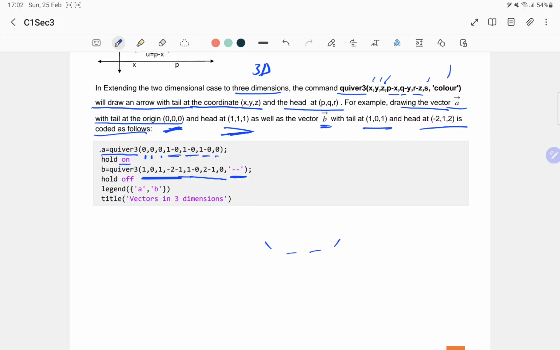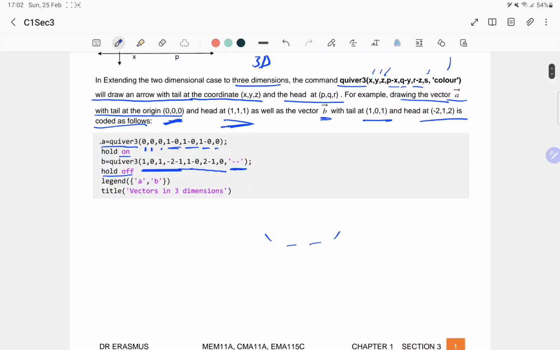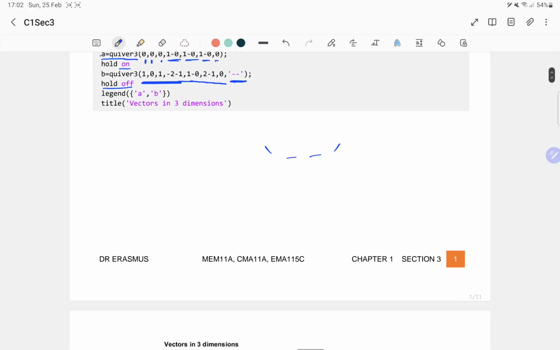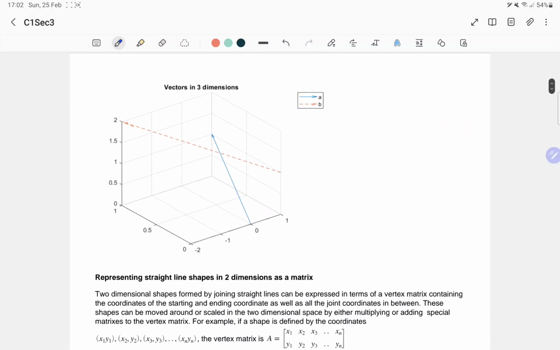and then hold off, legend A, B, title 'vectors in 3D'. So this will give you this plot of vectors in three dimensions.